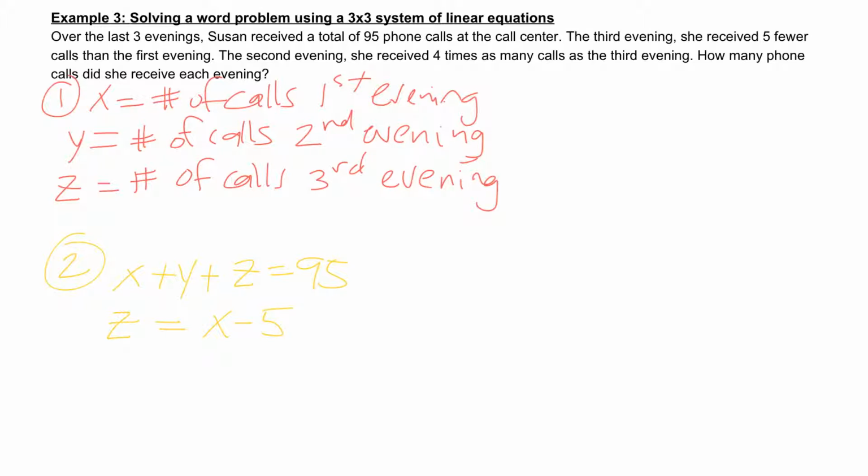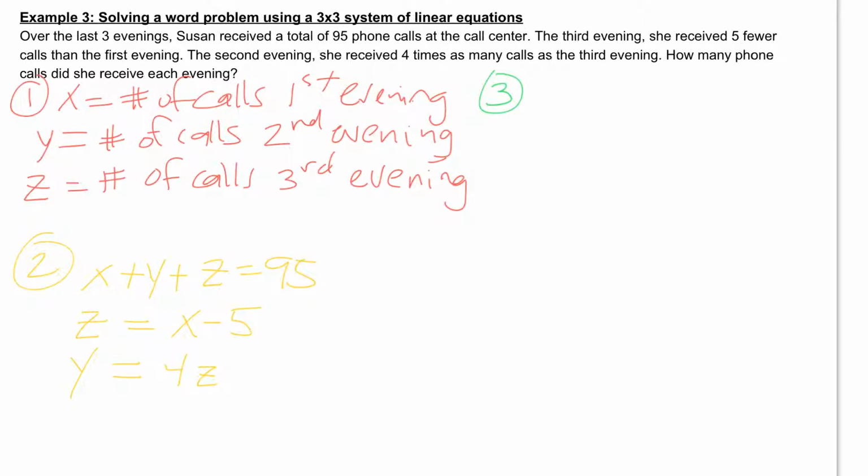Then it says the second evening, she received 4 times as many calls as the third evening. So let's start with the first part. It says the second evening, and that's y. Received means equals 4 times as many calls as the third evening. So we're taking 4 times the third evening, which would be 4 times z. Now we have our equations, and now we have to go through and solve them. So step 3, we're going to go ahead and solve these equations.